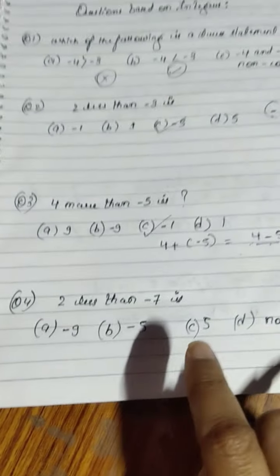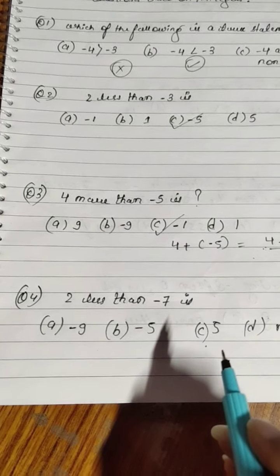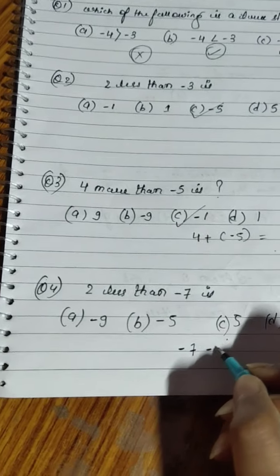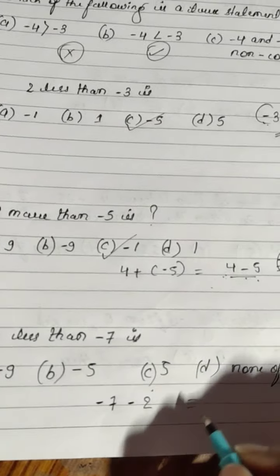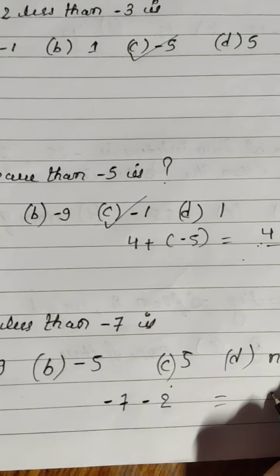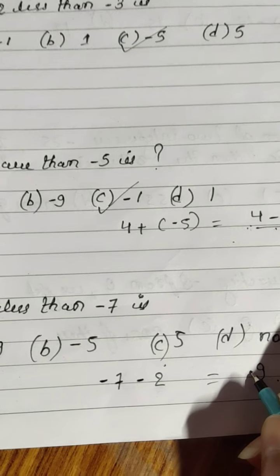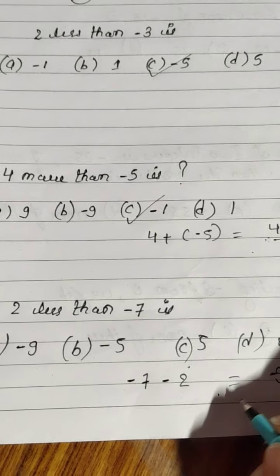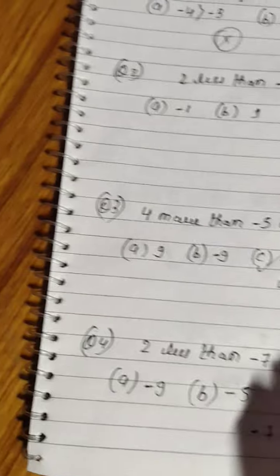Now 2 less than -7 is, again, the same as question number 2. So we are subtracting 2 from -7, so -7 and then -2. What is the answer we are going to get? Minus and minus is plus, so we are going to add these two numbers. 7 and 2 added together is 9, and the sign would be negative. Why negative? Because 7 is the larger quantity and has the negative sign, so we put minus in the answer. So -9 is the answer and option A is correct.